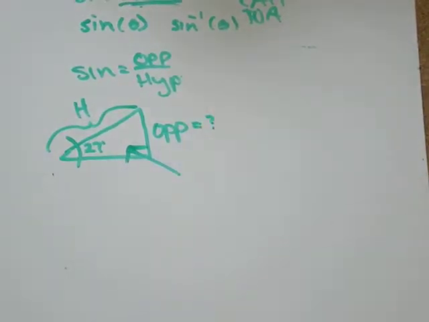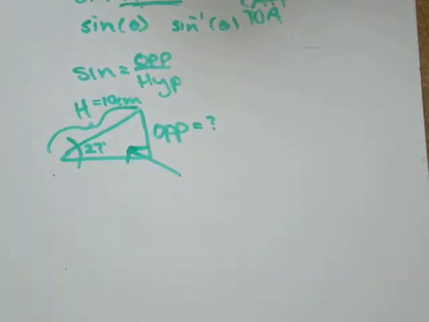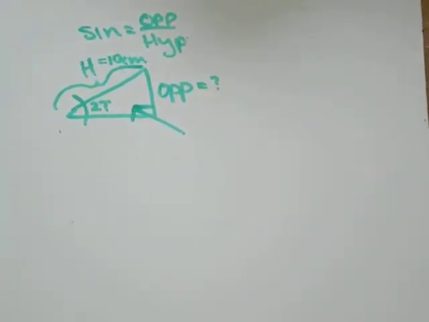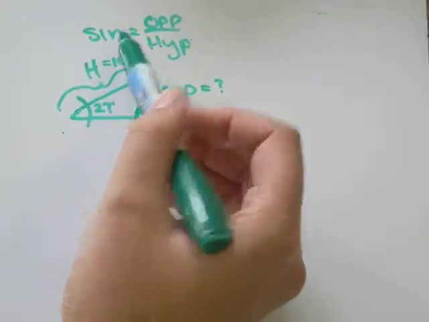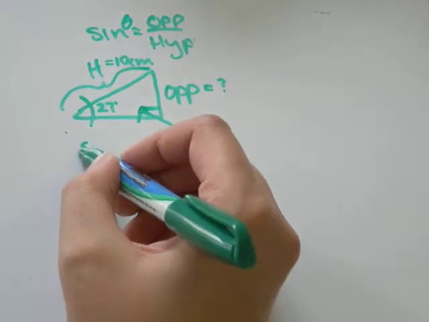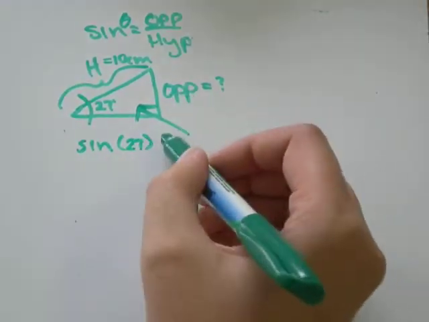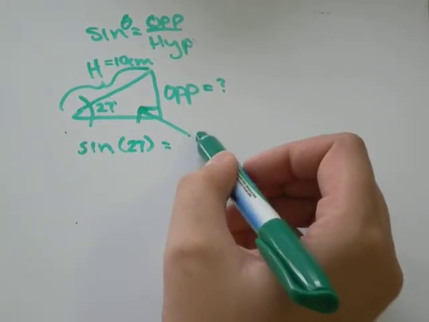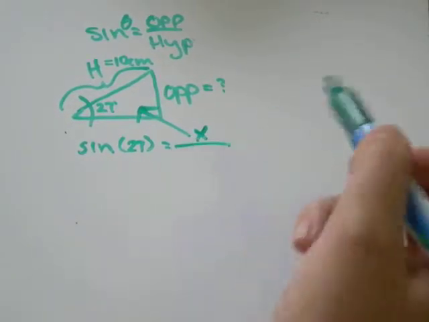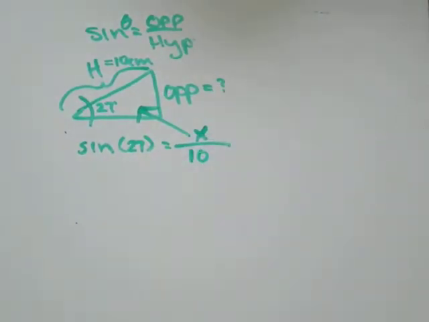Let's say we're trying to find the opposite side, that's our unknown, but we know that the hypotenuse equals 10 centimeters. All we need to do is think about sine: sine theta equals opposite over hypotenuse. In this case, theta is 27 degrees, and that equals opposite, which we don't know, so I'll replace that with the variable x for unknown. And our hypotenuse is 10 centimeters.